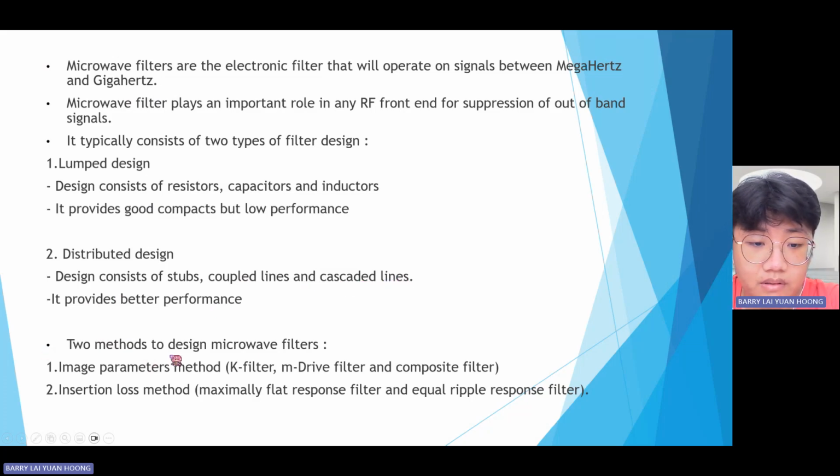There are two methods to design microwave filters. The first is the image parameters method, which designs constant-K filters, M-derived filters, and composite filters. The second method is the insertion loss method, which designs a maximally flat response filter and an equal ripple response filter.